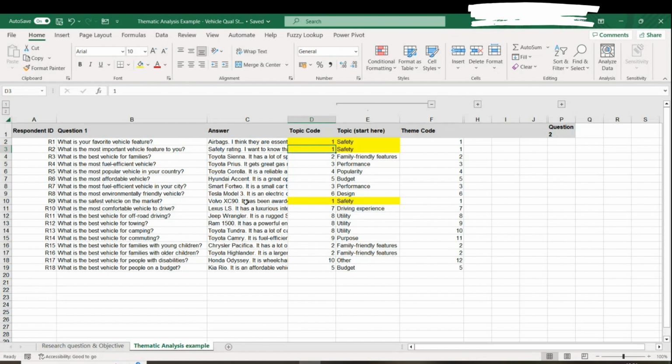Then if we jump and look at another safety one, you would have to read each of these. Here, this person also spoke about safety. We asked, what is the safest vehicle on the market? They said a Volvo XC90. It has been awarded the highest safety rating by the National Highway Traffic Safety Administration. So that also falls under safety.